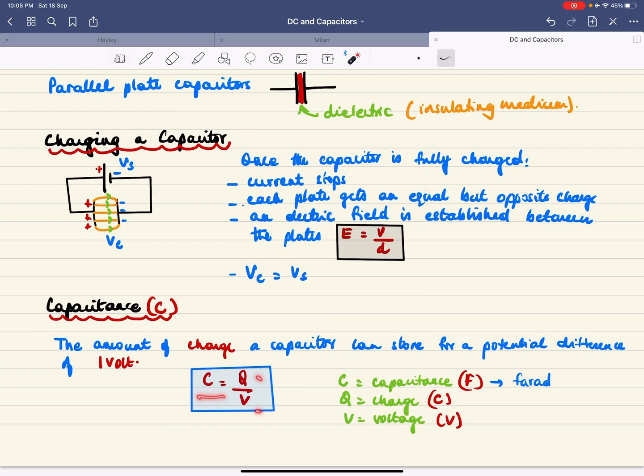Capacitance is Q over V, and the unit for capacitance is farad. Now, there are other units like microfarad, nanofarad, and picofarad, so you need to know the conversion. Micro is times 10 to the power of negative 6. Nanofarad is times 10 to the power of negative 9. And picofarad is times 10 to the power of negative 12. So they're all multiples of 3.